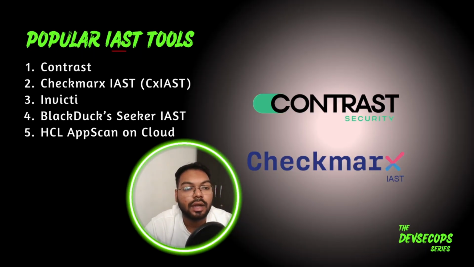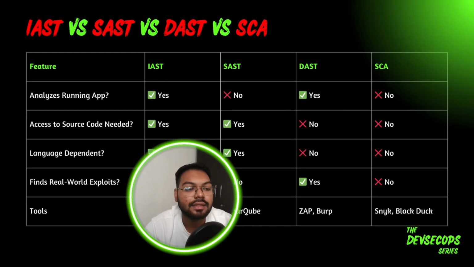Then next is different popular IAST tools. So Contrast, Invicti, that we have learned earlier, Checkmarx IAST, Black Duck Seeker is an IAST, then HCL AppScan on Cloud. So these are the different tools in the market. Then lastly, we come to IAST versus SAST versus DAST versus SCA. So we already did it in our previous videos for SAST, SCA, and DAST, but now we'll learn what is IAST.